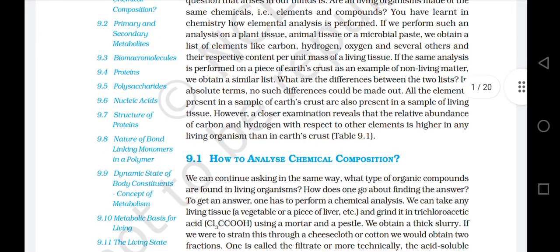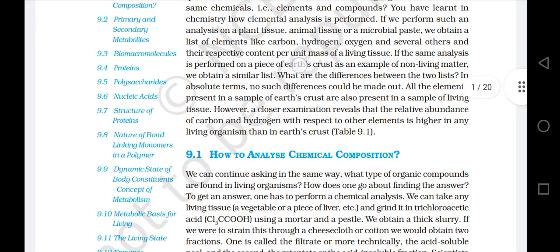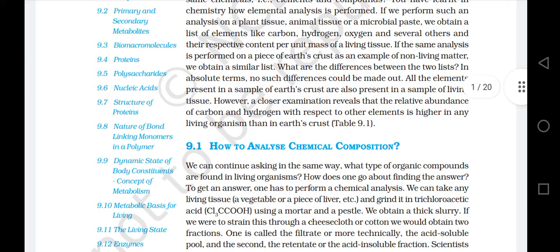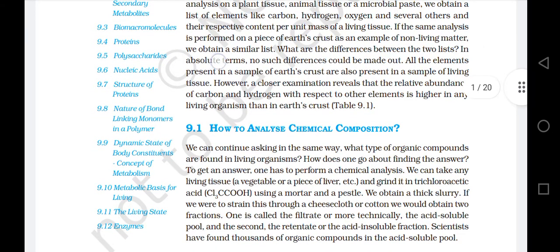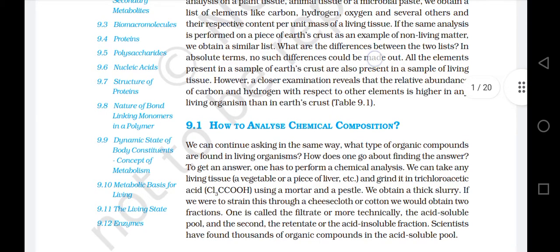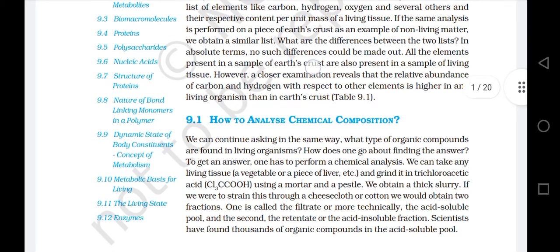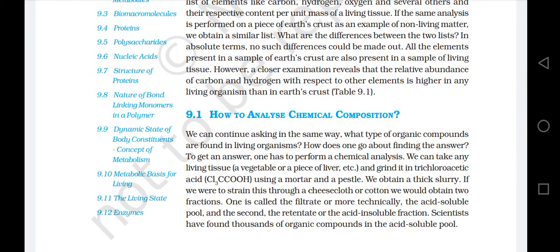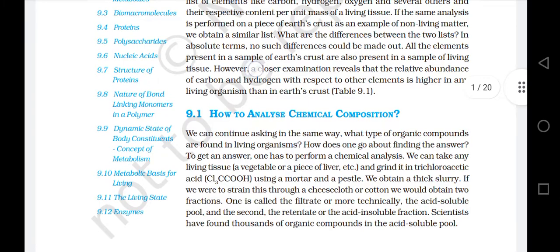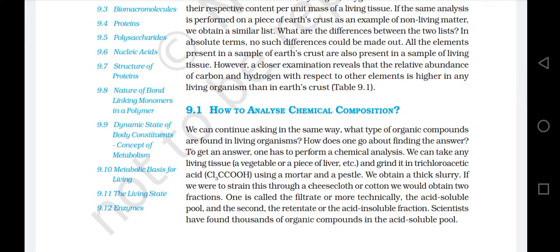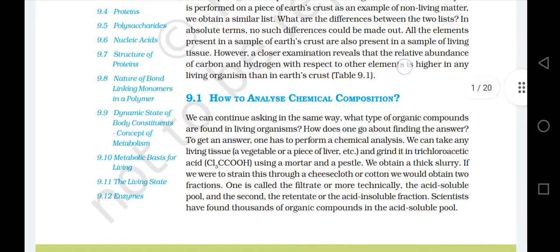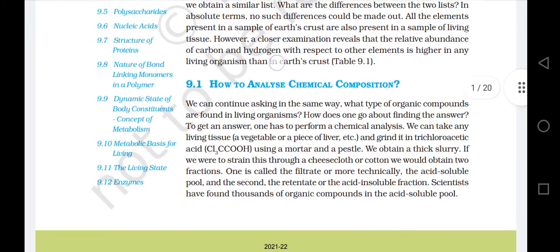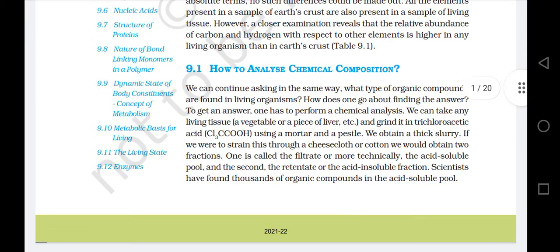If the same analysis is performed on a piece of Earth's crust as an example of non living matter, we obtain a similar list. What are the differences between the two lists? In absolute terms, no such differences could be made out. All the elements present in a sample of Earth's crust are also present in a sample of living tissue. However, a closer examination reveals that the relative abundance of carbon and hydrogen with respect to other elements is higher in a living organism than in Earth's crust. Table 9.1.